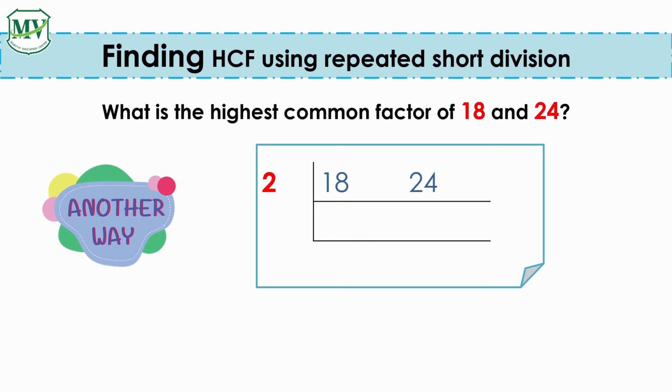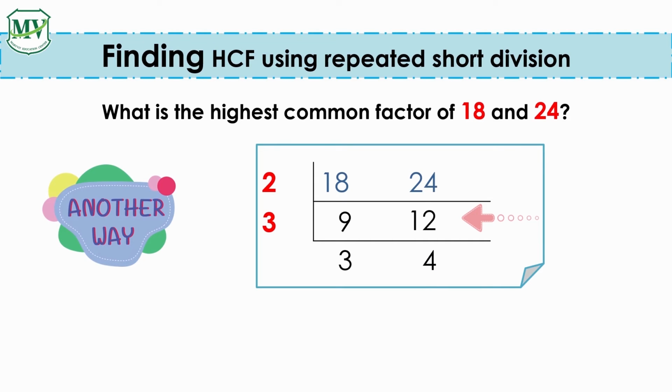18 divided by 2 is 9. 24 divided by 2 is 12. 9 and 12 can still be factored out, so we will continue dividing. What prime number can divide both 9 and 12? Yes, 3 can divide 9 and 12. 9 divided by 3 is 3. 12 divided by 3 is 4.